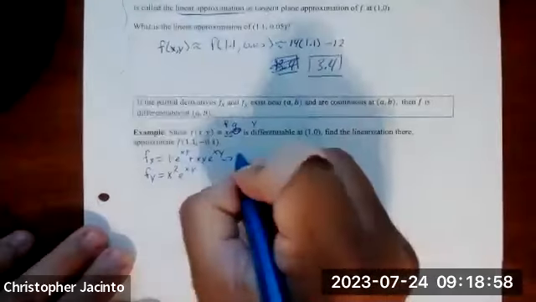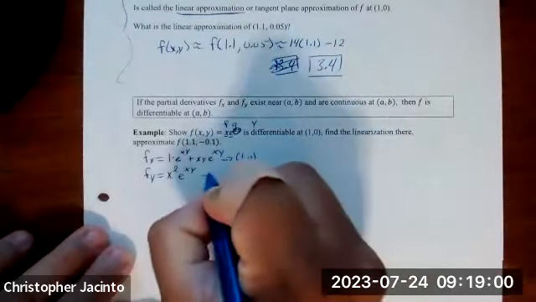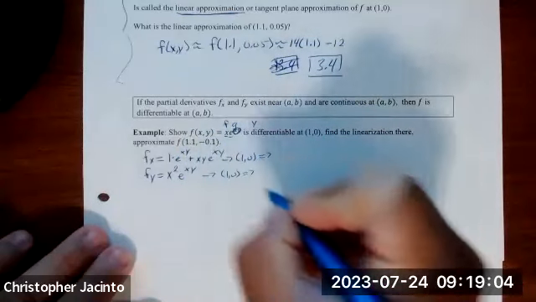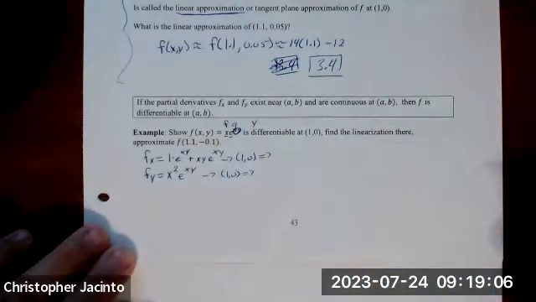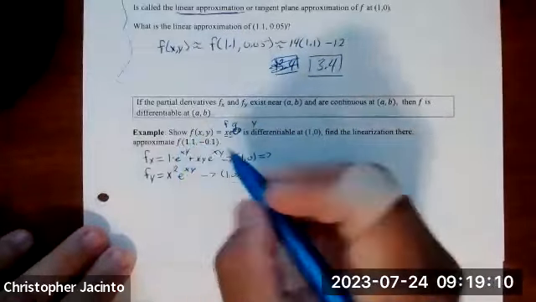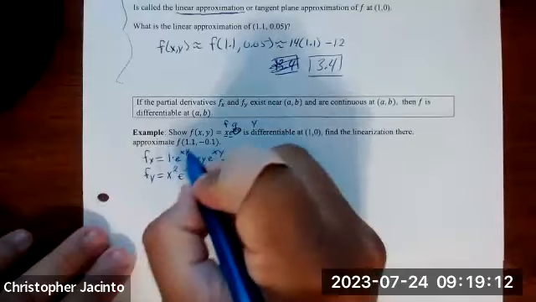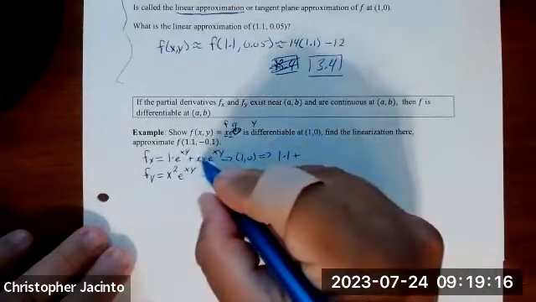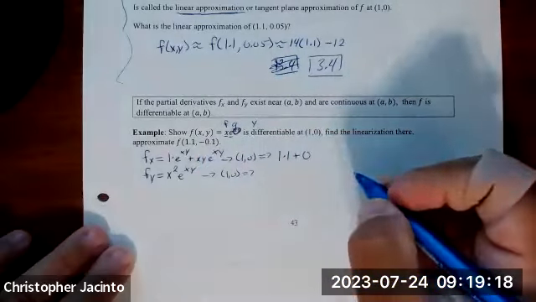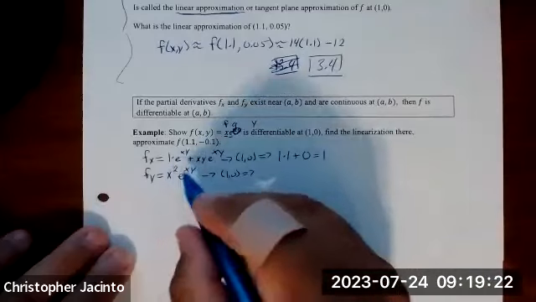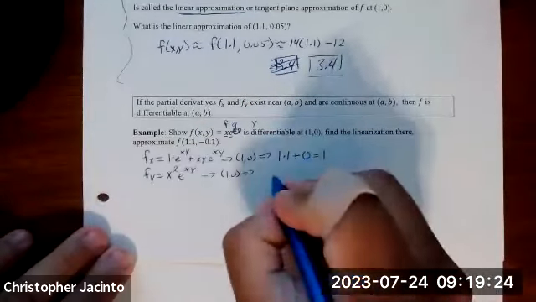And now we just plug in the point 1, 0. So plug in 1 and 0. This one being 1 times 1 plus 0. Plug in 1 and 0. That also gives me 1.